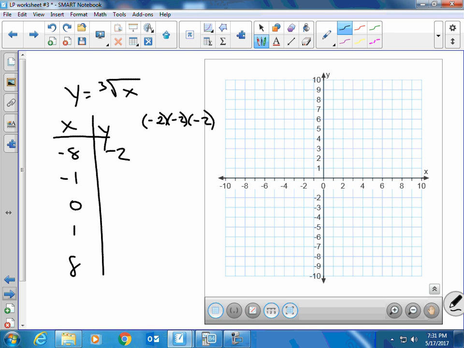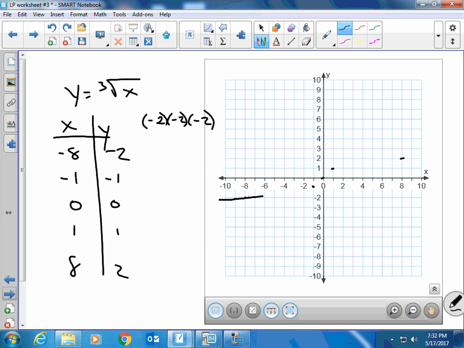What number times itself 3 times will give me a negative 1? Negative 1. What number times itself 3 times will give me 0? 0. Same answers over here, but positive. So let's sketch a graph. When x is a negative 8, y is a negative 2. When x is a negative 1, y is a negative 1. When x is 0, y is 0. When x is 1, y is 1. When x is 8, y is 2.